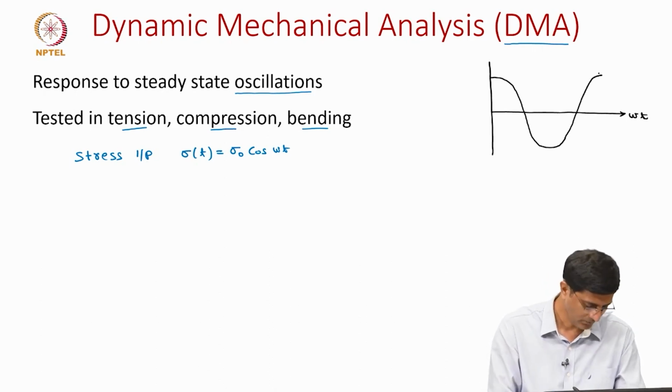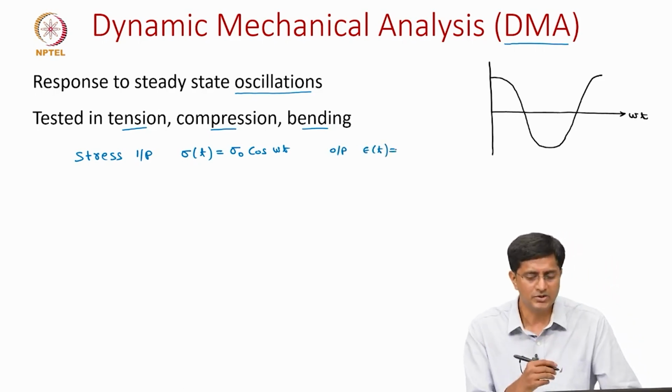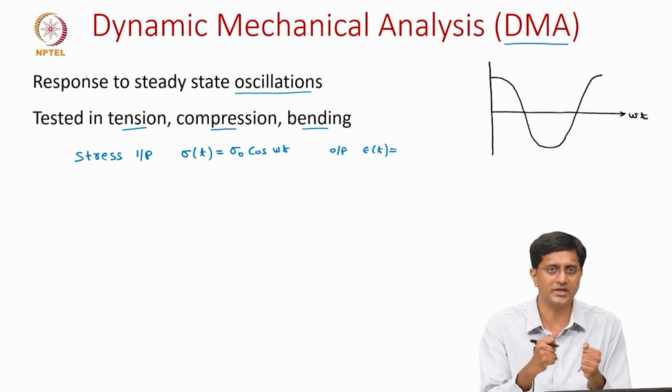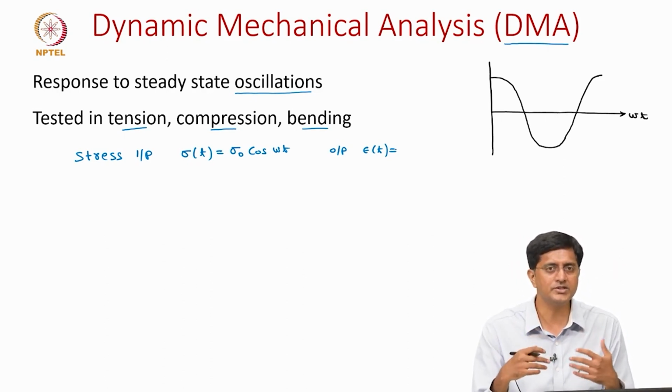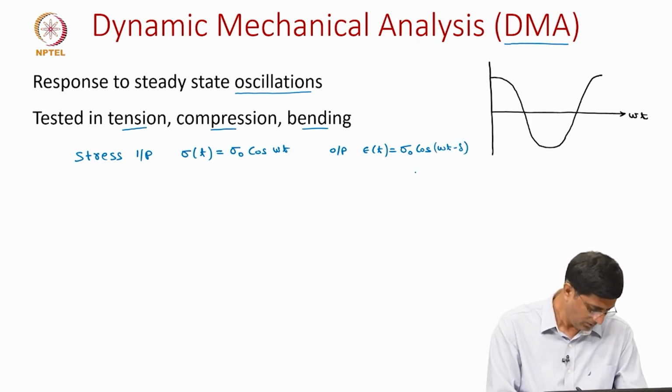Now, let us see what the response to this load is. The output will be strain. Since we are talking about cyclic loads, when the input is cyclic, the output is also cyclic, and usually when it reaches the steady state, both are at the same frequency. So, it will be epsilon naught times cos omega t minus delta. Let me explain what this delta is. Delta is the phase lag.